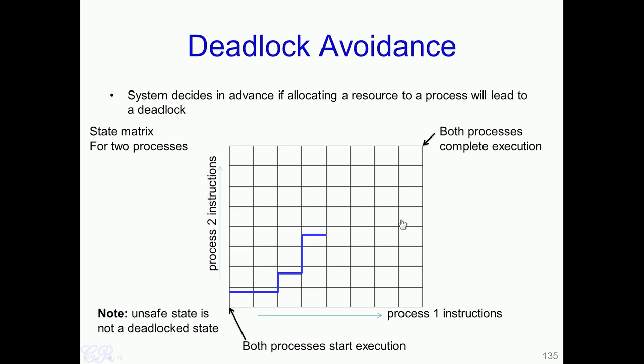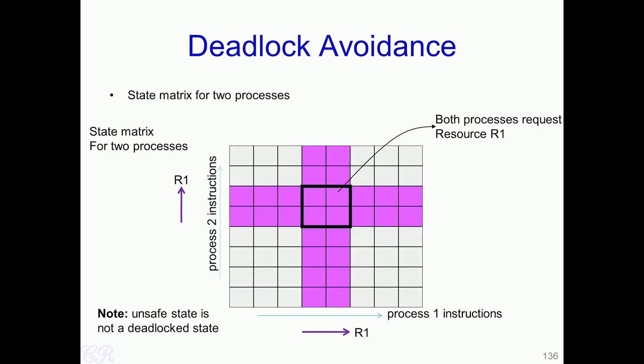Now, let us also state that process 1 and process 2 require a resource R1 during their execution. So, process 1 requires the resource R1 at this particular time, which is shown at this point. These instructions in process 1 require the use of resource R1. This has been highlighted by this purple block over here.